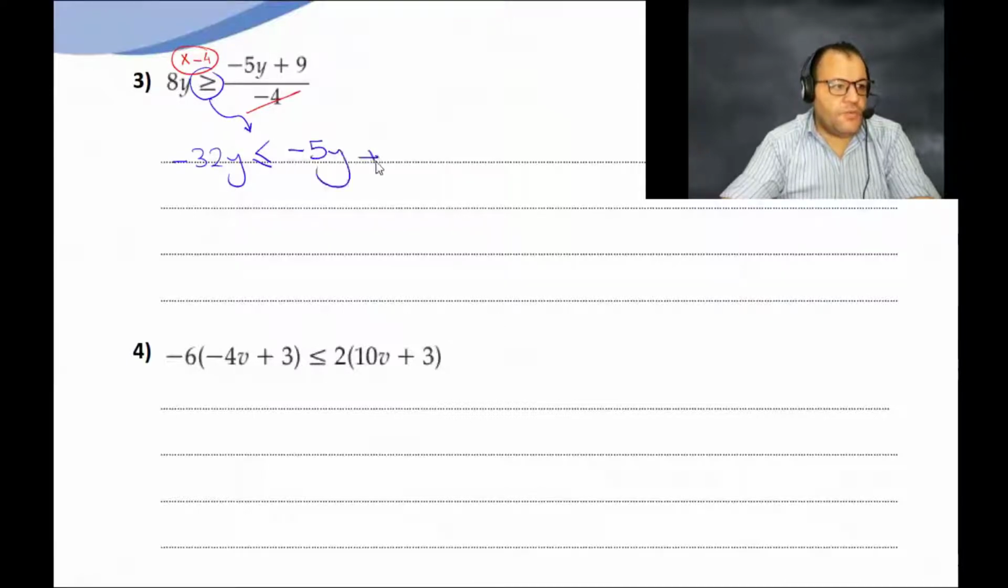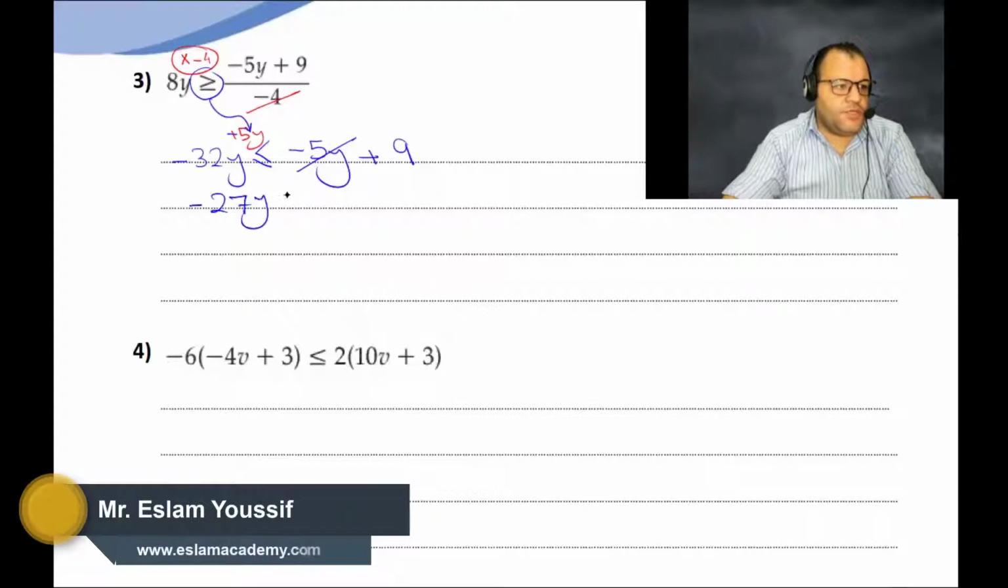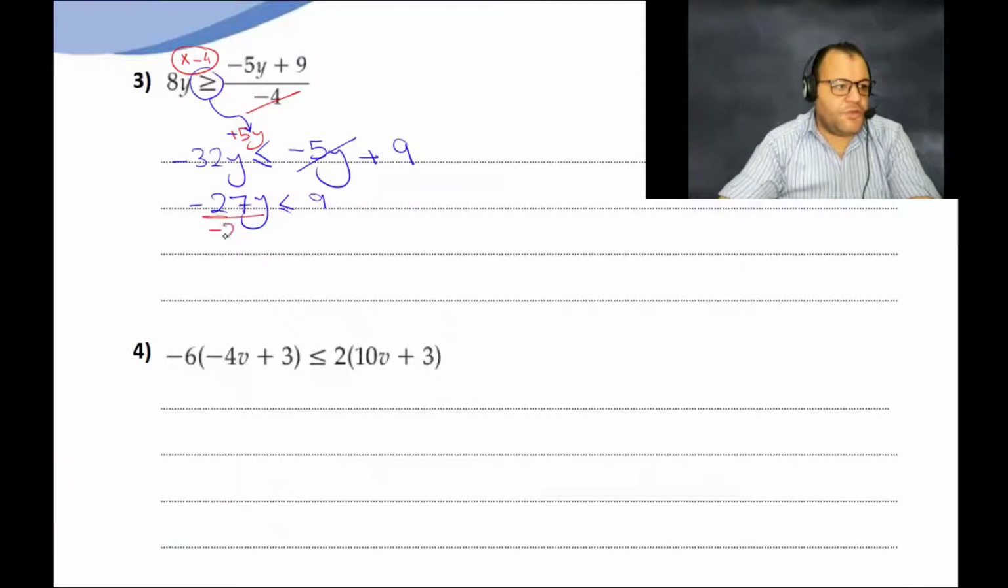5y plus 9. Then add 5y, by adding 5y, then it will be negative 27y is smaller than or equal to 9. Then divide by negative 27, and change the sign. Again, you have to divide by a negative, so you change the sign. So y is greater than or equal to negative 1 over 3.